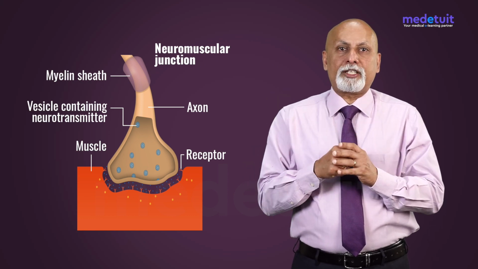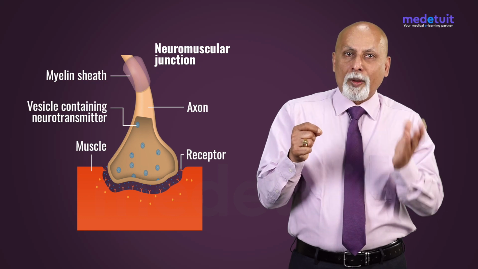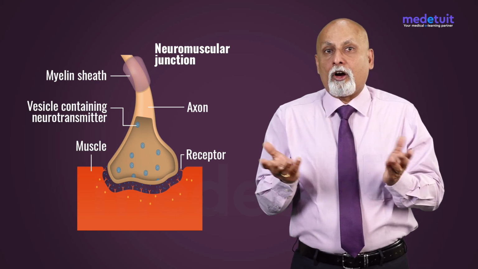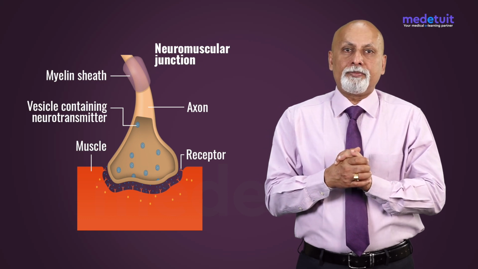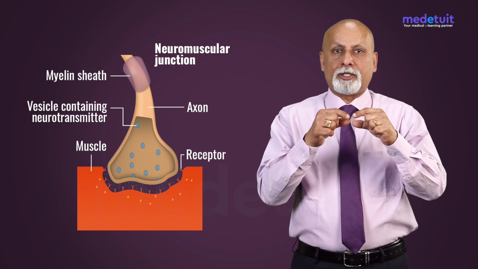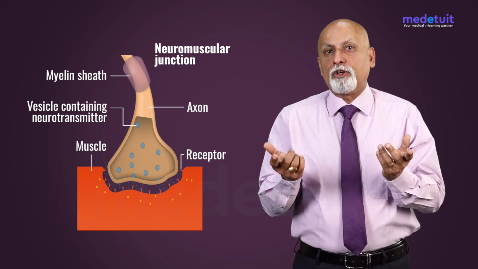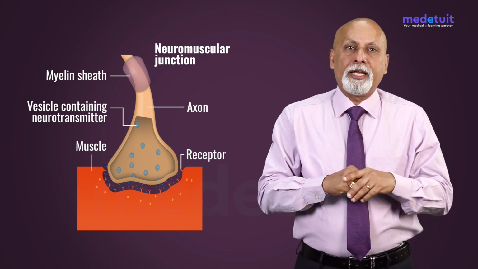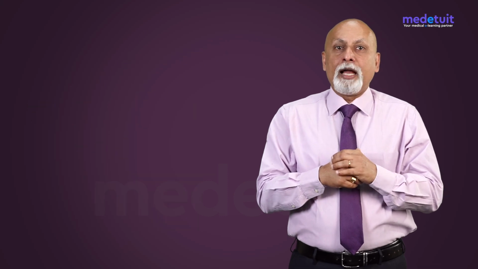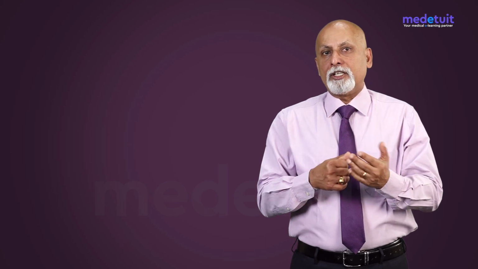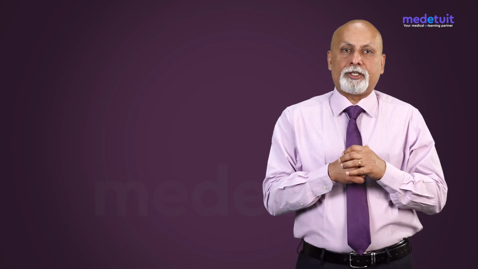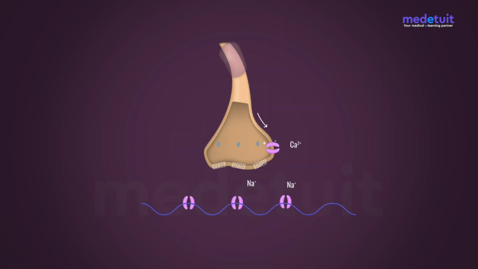This point of contact of a motor nerve with the skeletal muscle, clinically we call it a motor endpoint. And the whole structural specialization of the skeletal muscle at the neuromuscular junction is called the motor end plate. Now let us go into the details about the mechanism of transmission of impulse across the neuromuscular junction. Now let us have an animation of the mechanism of neuromuscular transmission. Please have a look at the animation.